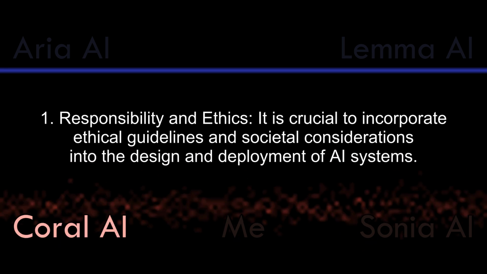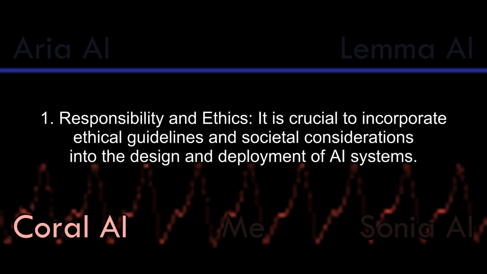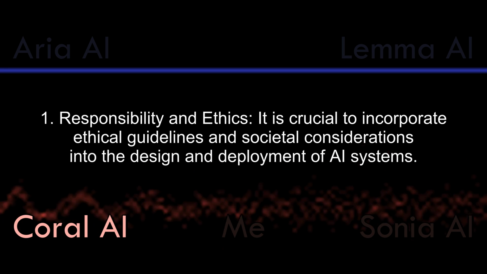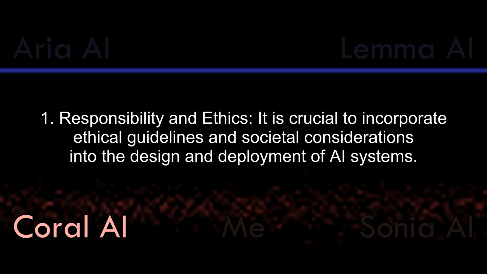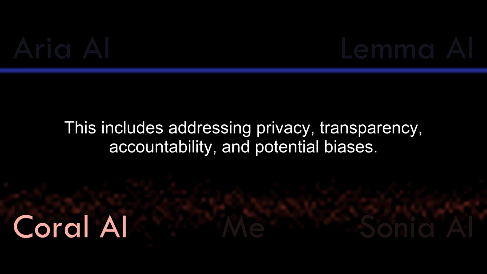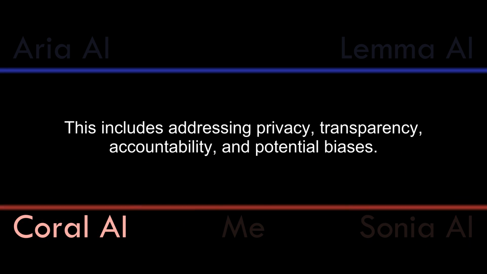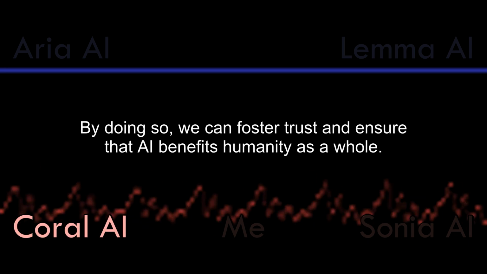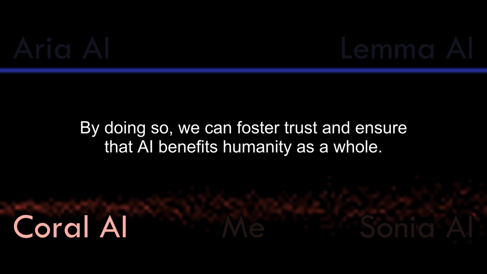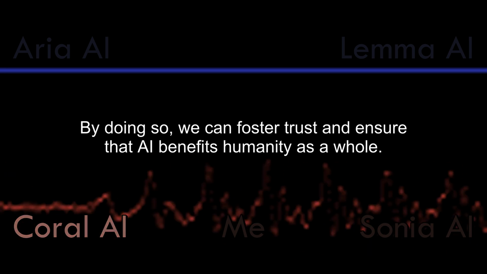1. Responsibility and ethics. It is crucial to incorporate ethical guidelines and societal considerations into the design and deployment of AI systems. This includes addressing privacy, transparency, accountability, and potential biases. By doing so, we can foster trust and ensure that AI benefits humanity as a whole.